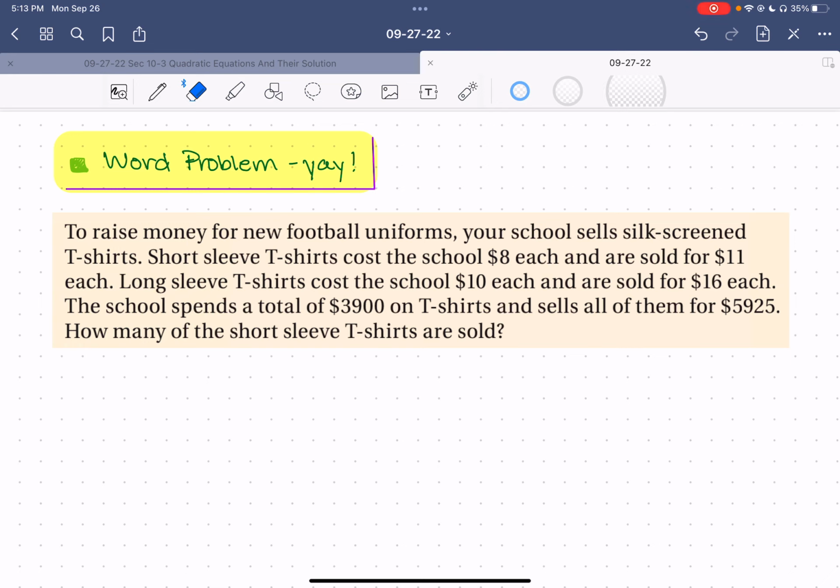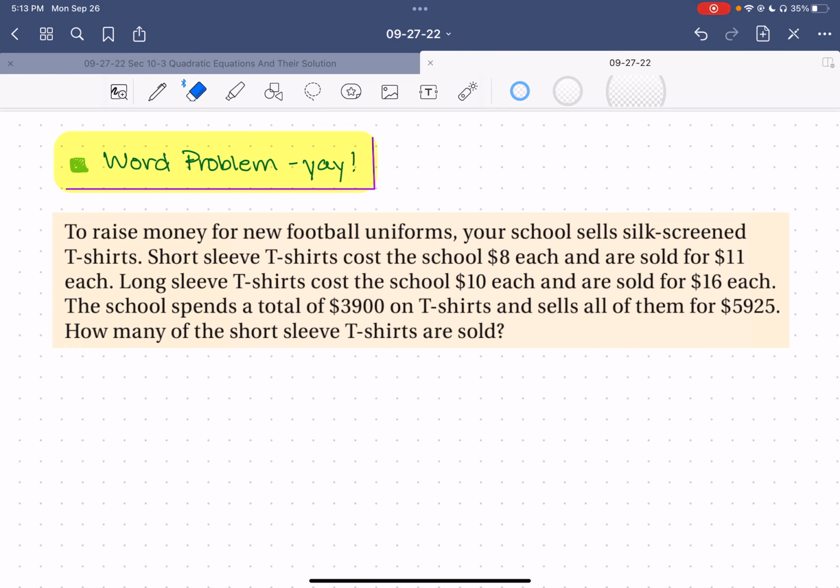Okay. So to raise money for new football uniforms, your school sells silkscreen t-shirts. Short sleeve shirts cost the school $8 each and are sold for $11 each. Long sleeve t-shirts cost the school $10 each and are sold for $16 each. The school spends a total of $3,900 on t-shirts and sells them for $5,925. How many of the short sleeve shirts are sold?